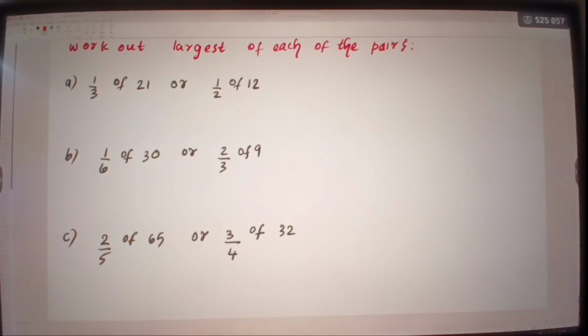The next type of problem is to work out the largest of each of the pairs. It is given 1/3 of 21 and half of 12. First, figure out what is 1/3 of 21. 1/3 of 21 means 21 divided by 3, that is 7. 1/2 of 12 means 12 divided by 2, that is 6. So which is greater? 7 is greater than 6. So 1/3 of 21 is greater than 1/2 of 12.